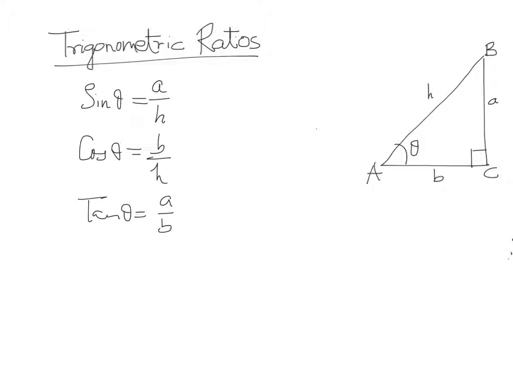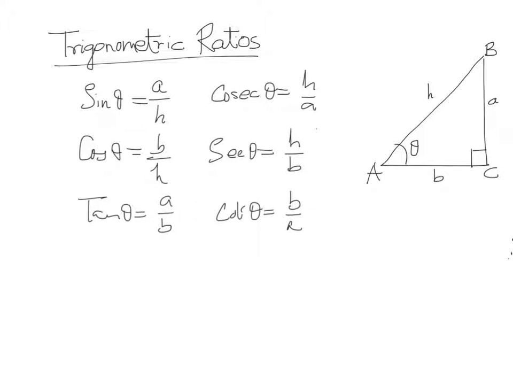And likewise, we know that cosec theta is the inverse of sin theta, that is H by A in this case. Sec theta is the inverse of cos theta, which is H by B, and cot theta is the inverse of tan theta, which is B by A.